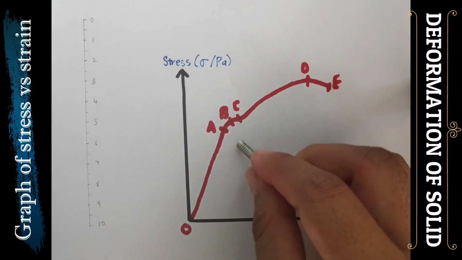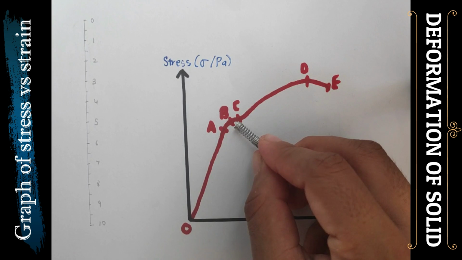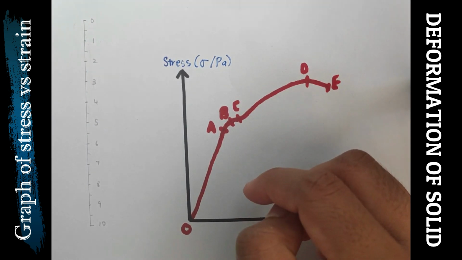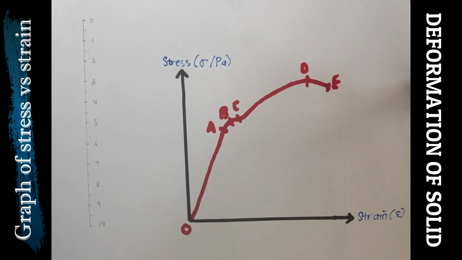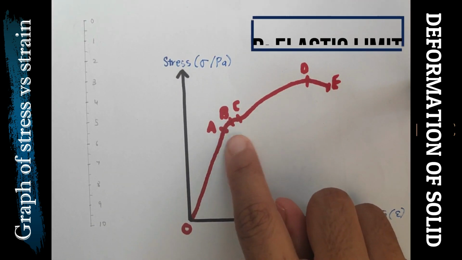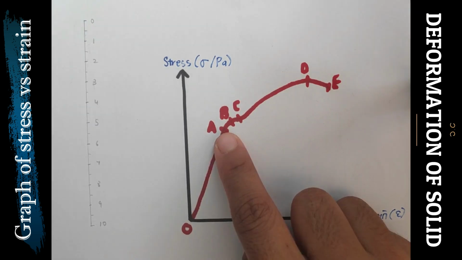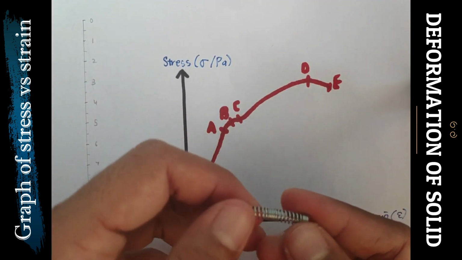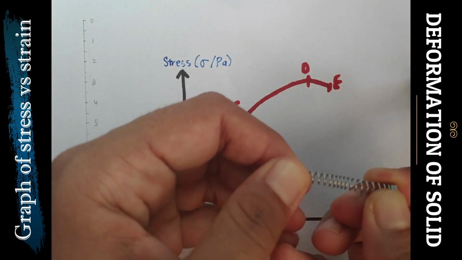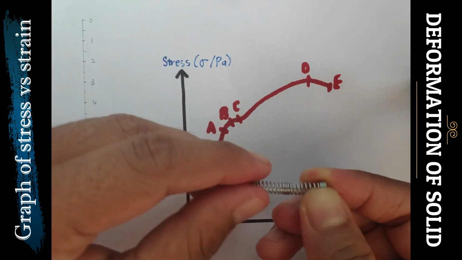From A to B, stress and strain are not linearly proportional. In spite of that, the body returns to its original dimension when the force is removed. Point B in the curve is known as the elastic limit, and point A is known as the proportionality limit. If the force is increased further, the stress developed exceeds the elastic limit.